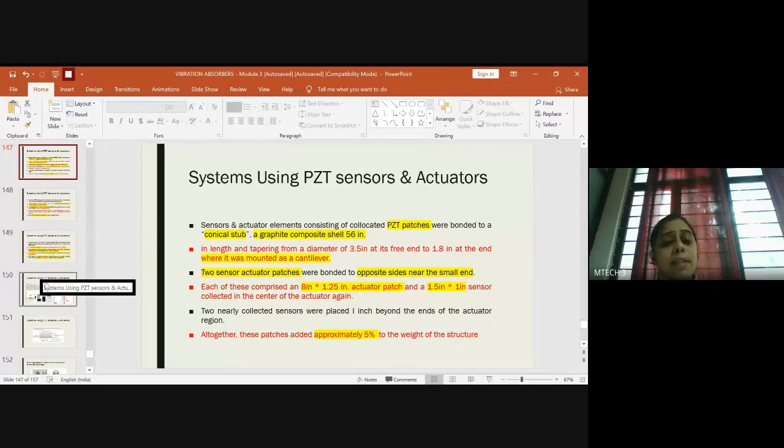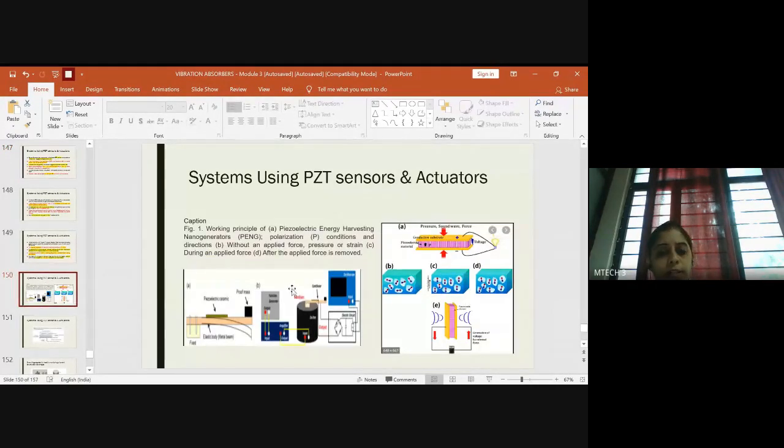So the same case study will be there for your third internals as well. This diagram I have already explained to you, related to the second part of PZT patches, so I don't think I want to explain this again. Here there is one more diagram related to the pressure sensors.